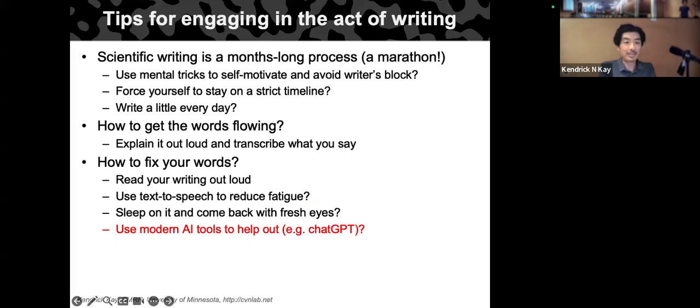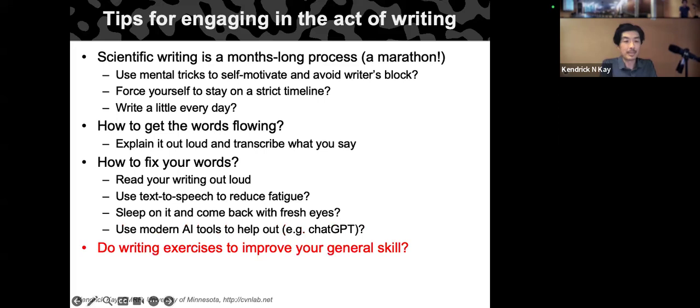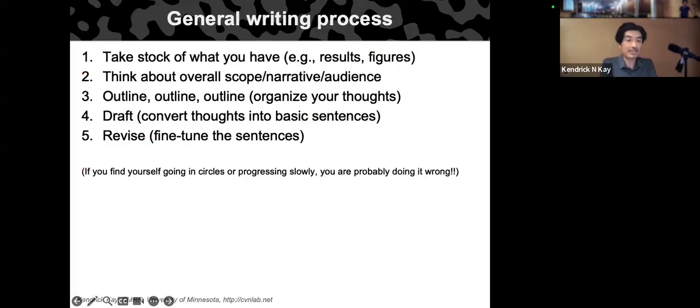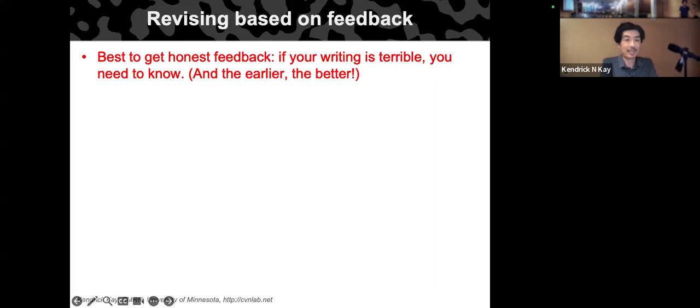Okay, ChatGPT again, which I alluded to. Could be extremely useful, but use with care, of course. I have zero experience with it, so I don't have much to say about it. Okay, let me skip over this. A lot of this you can just read, right? Okay, feedback.